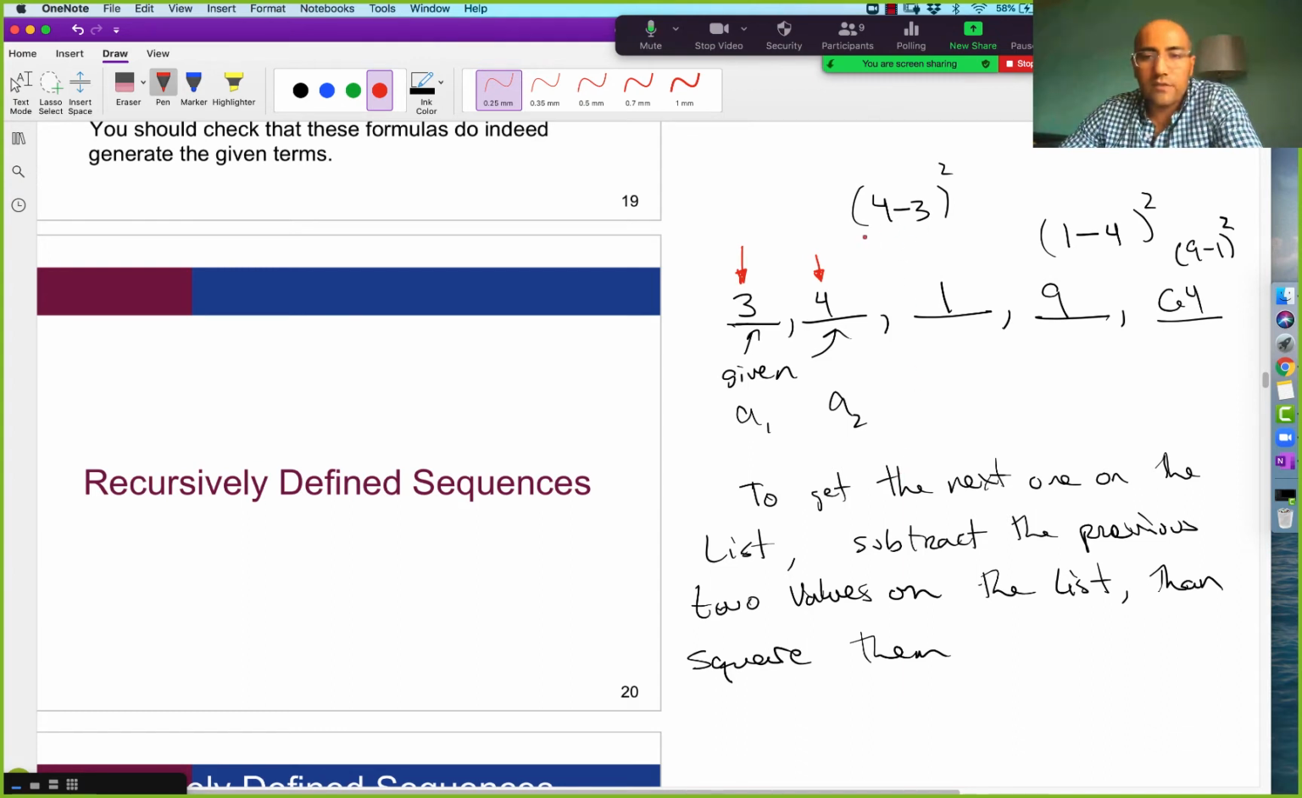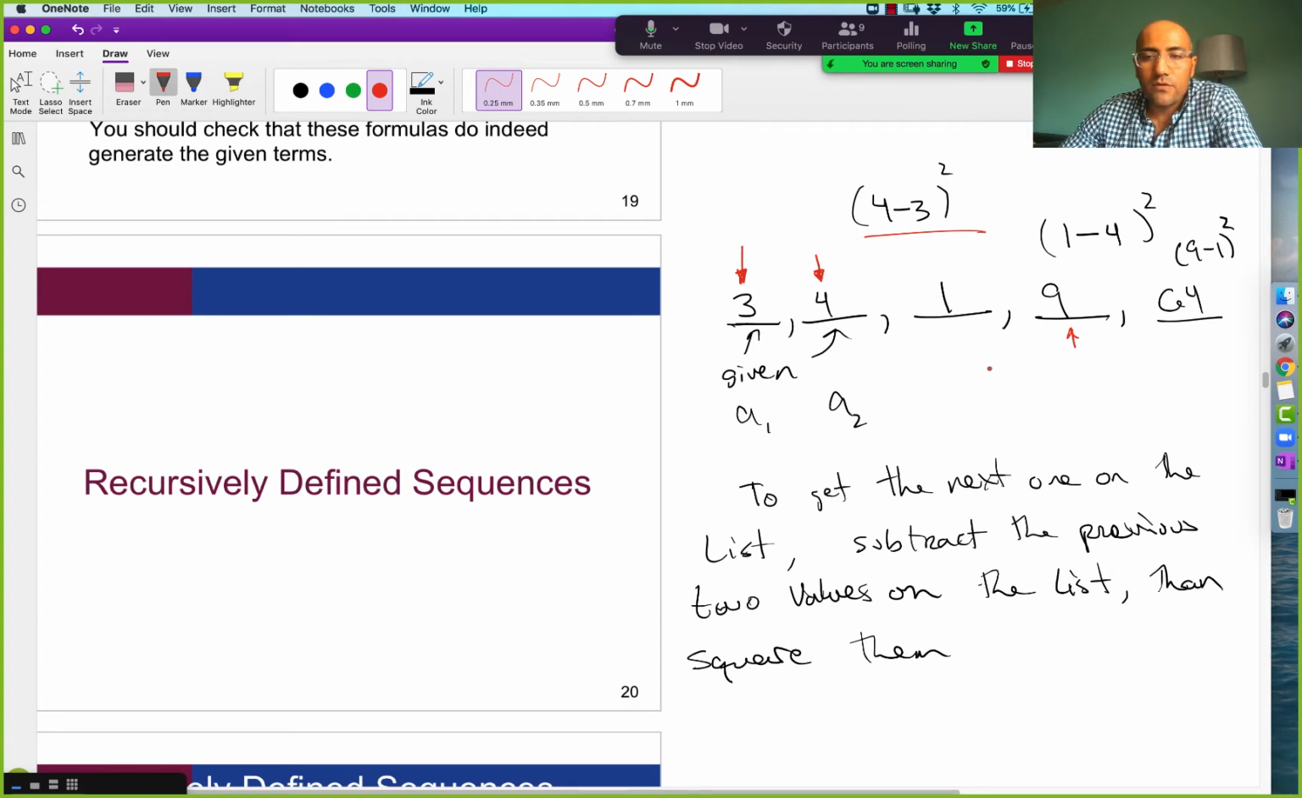So is it clear that this is what I did? I took the previous 2 and subtracted them in this order. 4 minus 3, squared it. So that's how I got a 1. Right? To find the next one on my list, I took the previous 2 and subtracted them, 1 minus 4, and squared them. That's how I got a 9. Right? To find the next one on the list, I took 9 minus 1, squared them. I get this one. Right? To find the next one on the list, it's going to be 64 minus 9 squared. Right? So it'll be 55 squared. Clearly, this is going to grow pretty quickly.